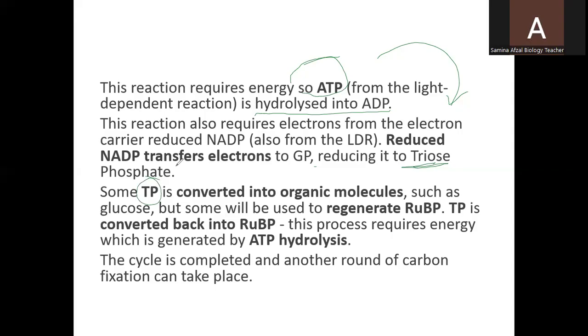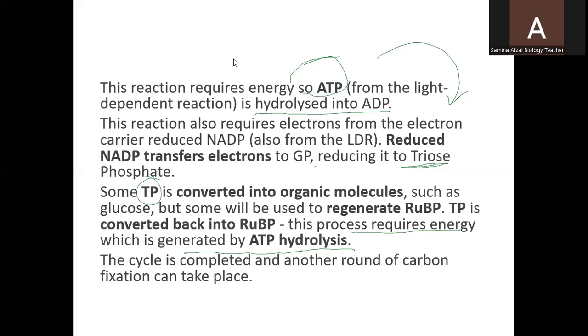So triose phosphate is converted back to ribulose biphosphate. This process also requires energy, which will be generated by ATP hydrolysis, so ATP will also break down. After this, the cycle will be completed and another round of carbon fixation can take place. So it will be continuous and will take place again.